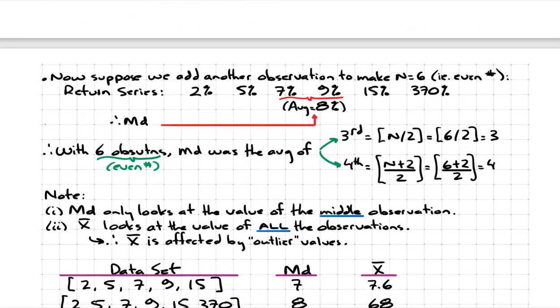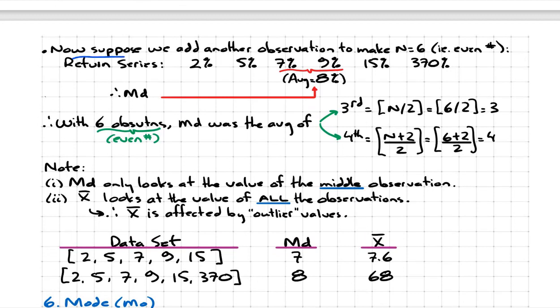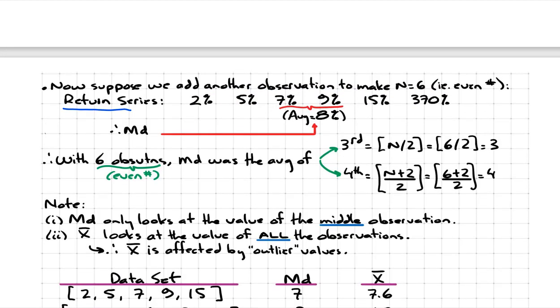Now suppose we add another observation so that we have 6 observations. In other words, an even number. So now the return series, here it is. It's the same. You have the same original 5 observations, but now I'm going to add a 6th one. So now we have a total of 6 observations. So again, let's have some fun.